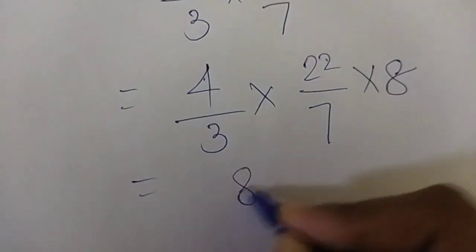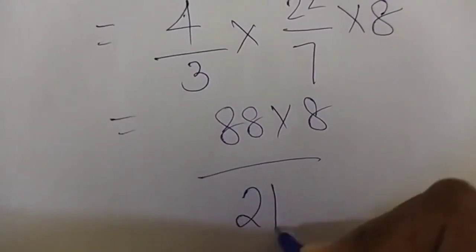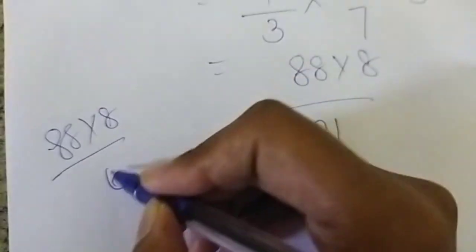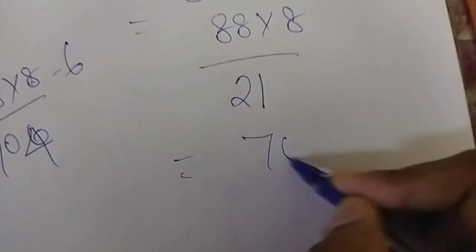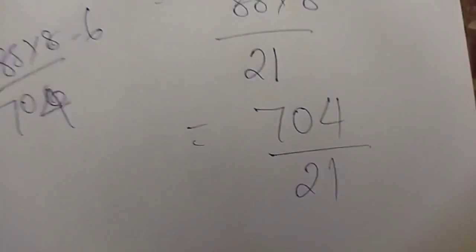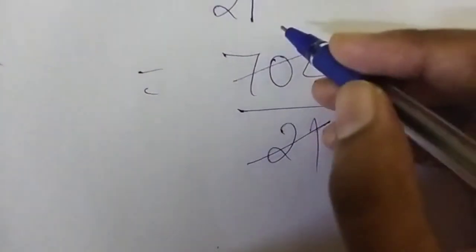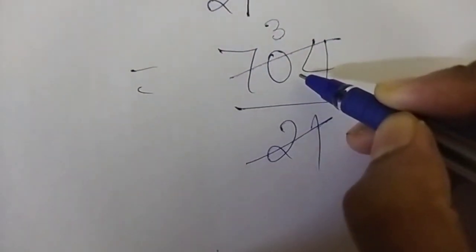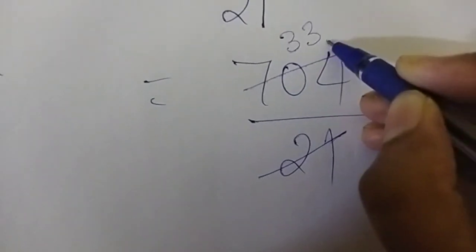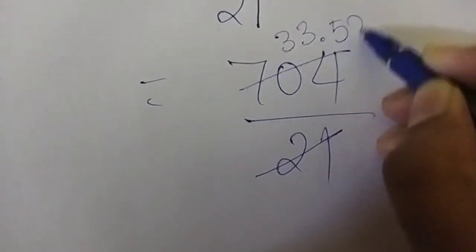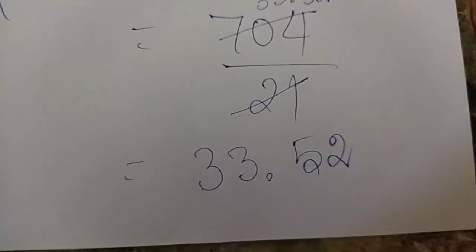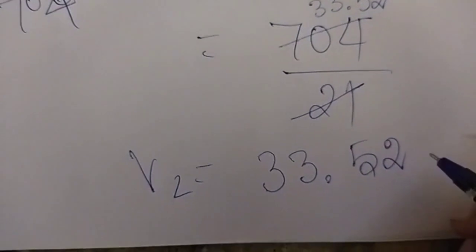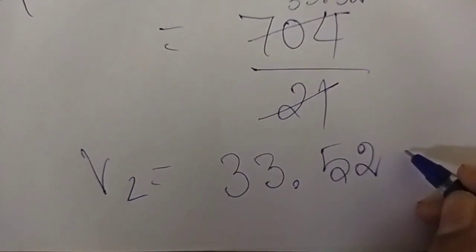4 into 22, 88 into 8 divided by 21. So if we multiply, we get 88 into 8. 8 8s are 64, balance 6. 8 8s are 64 plus 6, 70. 704 divided by 21. So dividing by 21, we can directly use the 21 table. So you get 33.52. Volume V2 is equal to 33.52 centimeter cube.